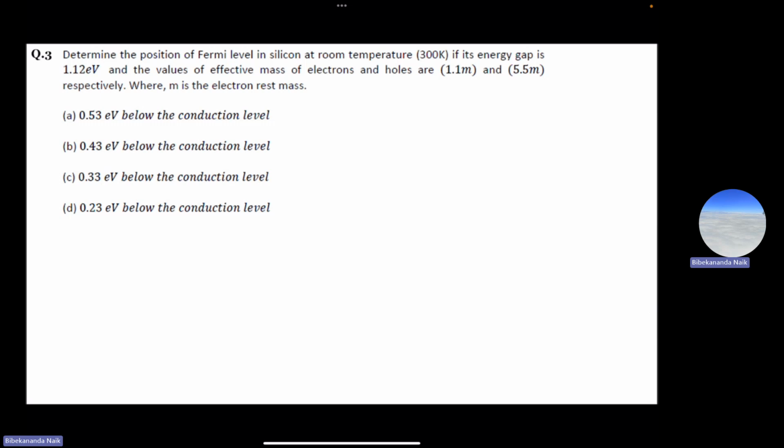So we will again convert the left hand side of equation to EC minus EFI and we will calculate. It is a pretty similar question to the previous one. You should not face any problem, but try it and I will solve after a few minutes.